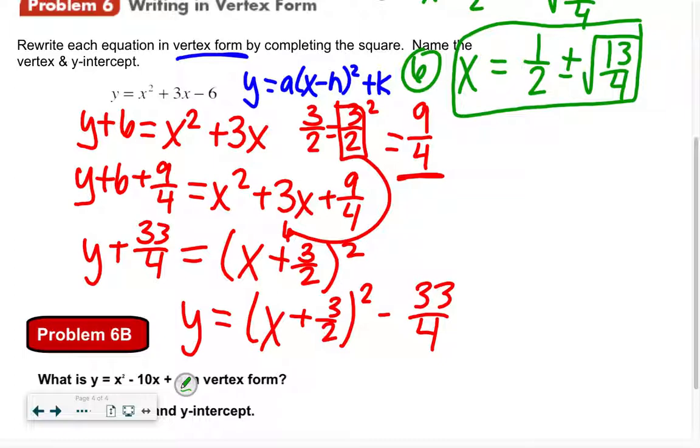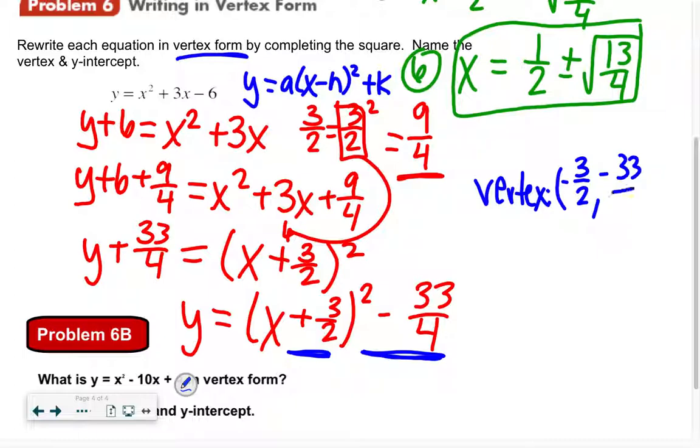Okay. It asks what the vertex is. Flashback to last section stuff. What's my vertex? What's the x coordinate? What kind of 3/2? Negative. What's my y coordinate? Good. Negative 33/4.